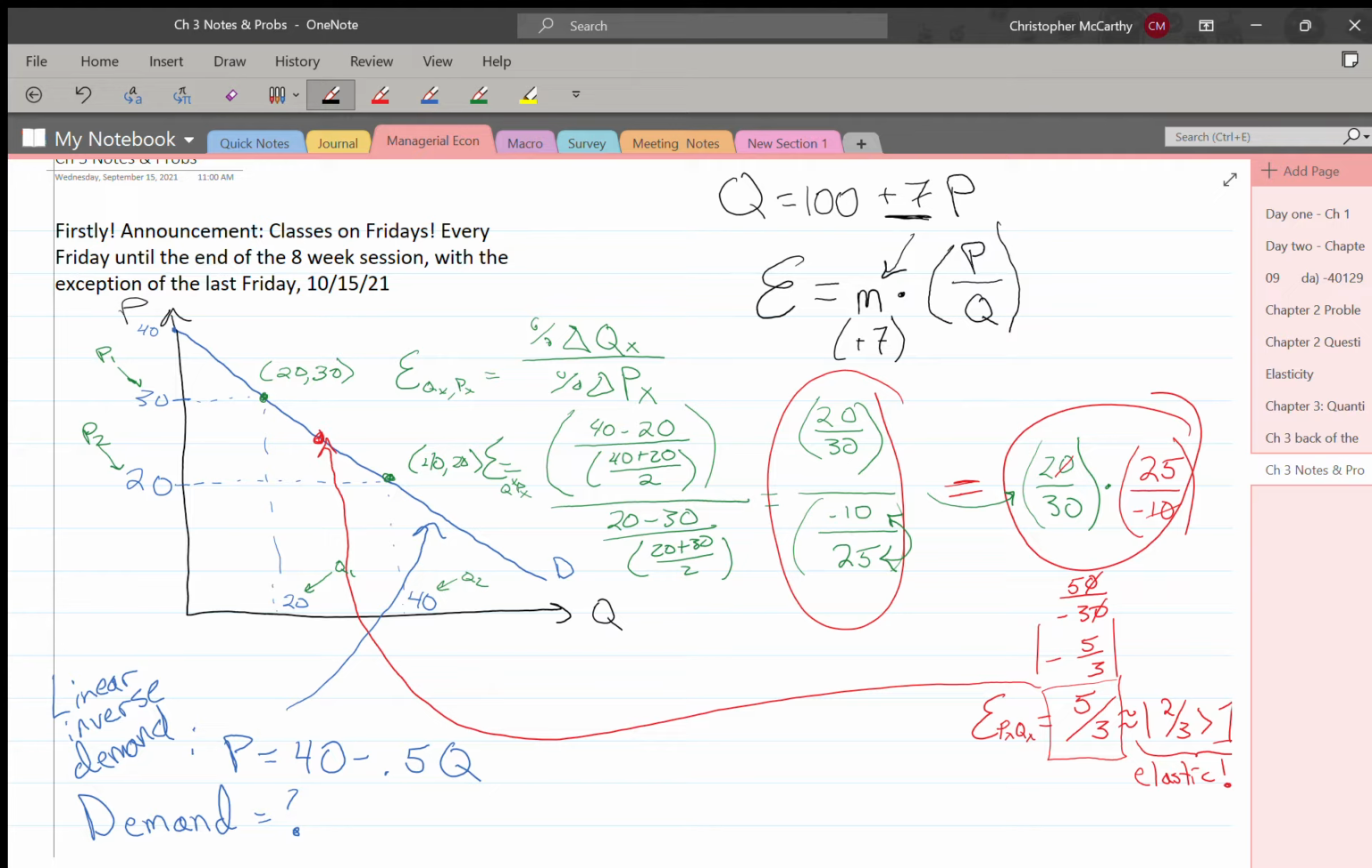So why don't you put the 40? We need to isolate Q, so we don't put 40 in for Q yet. We're going to solve for Q to get the demand curve. So it's just an algebra problem where we're just solving for x. If this was just y equals 40 minus 0.5x, solve for x.